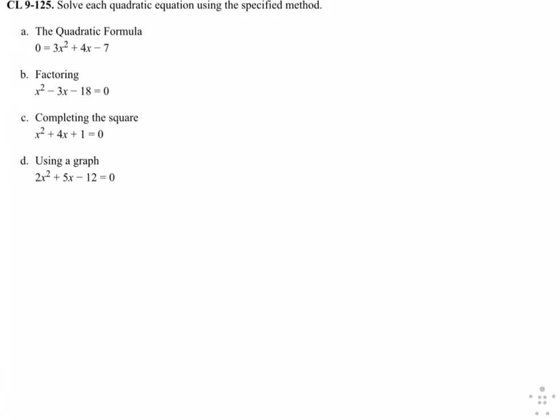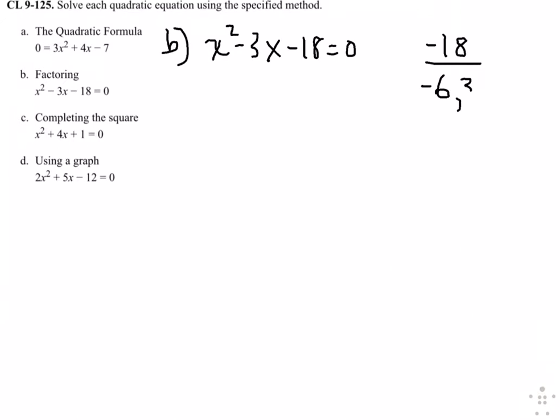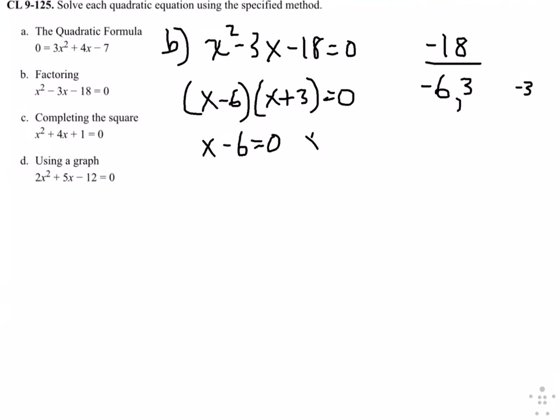So B, factoring. Let's make some space. So B, we have to factor x squared minus 3x minus 18. What times what is -18 and added is -3? Well, that would be -6 and +3. If I add them, I get -3. If I multiply them, I get -18. So it factors to x minus 6 times x plus 3 equals 0. So either x minus 6 is 0 or x plus 3 is 0. The zero product property tells us that. So x is 6 or x is -3.